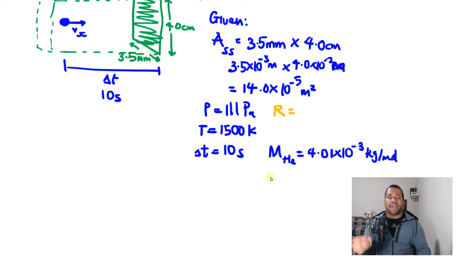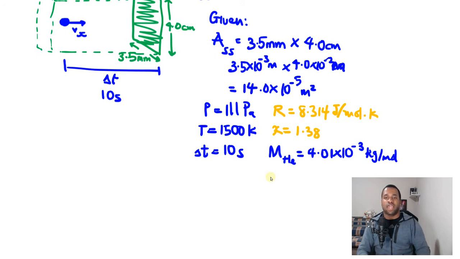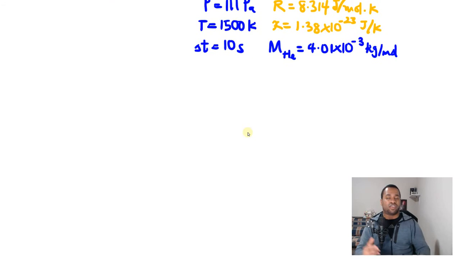We're going to be using the gas constant, which is 8.314 joules per mole kelvin. And then the other one is Boltzmann's constant, which is around 1.38 times 10 to the negative 23 joules per kelvin. So once you have all these variables assigned, we are now going to go into what is required.